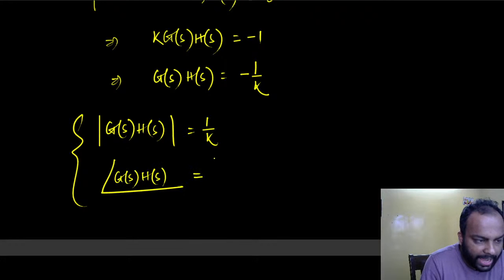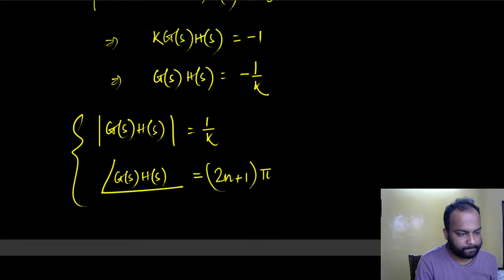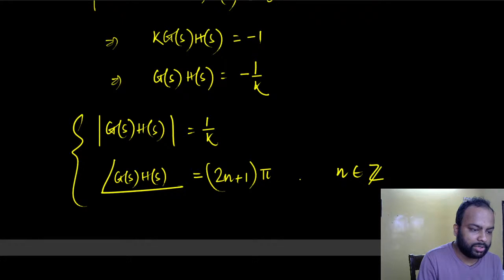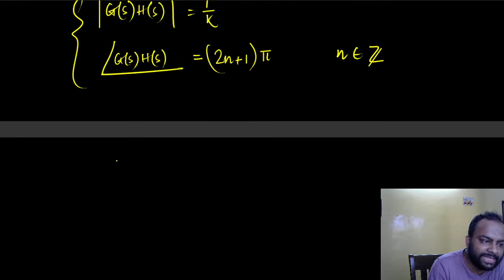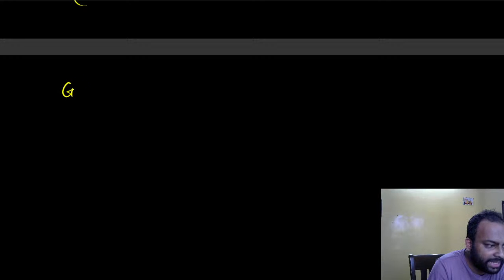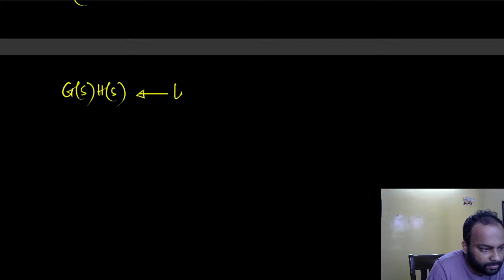should be equal to an odd multiple of pi. So essentially (2n plus 1) times pi, and n could be positive, negative, or 0, any integer. Okay, so these are the two criteria. So again, we are dealing with G(s) H(s), right? So this G(s) H(s) is called the loop transfer function.